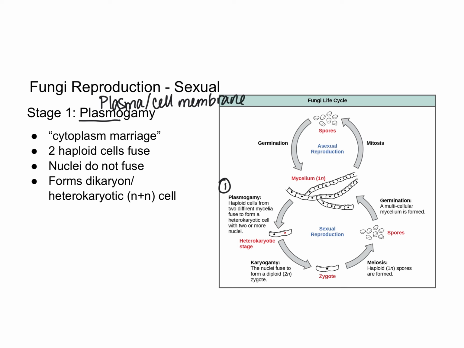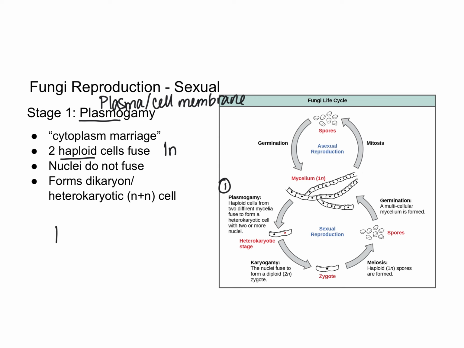And so essentially the cell membranes of two fungal cells are going to fuse together, and then the cytoplasm and all the contents inside those cells are now going to be encased in one single cell membrane. Now each of the cells involved in this plasmogamy are going to be haploid. Remember, haploid means that they are 1N, meaning that they each have one set of chromosomes.